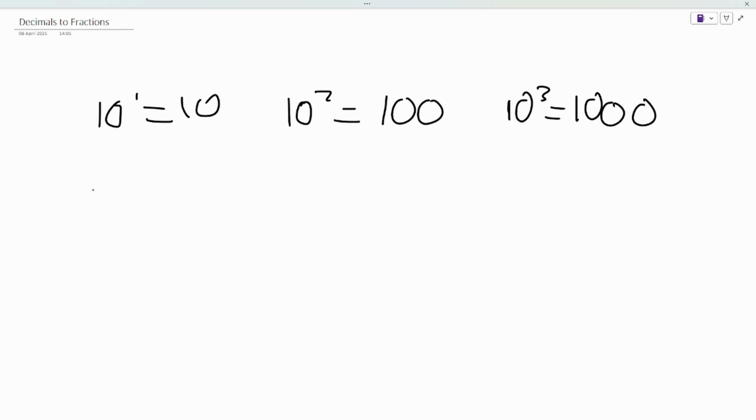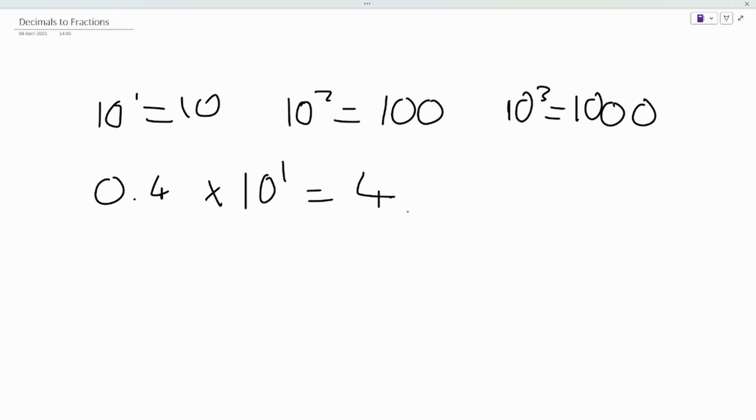So for the first example, if we take 0.4 and we want to make this 0.4 an integer, so we want to make it a whole number, to do that we have to multiply it by 10. So we need to do 0.4 times 10 to the power of 1, which is just 10, right? So it's going to be 4.